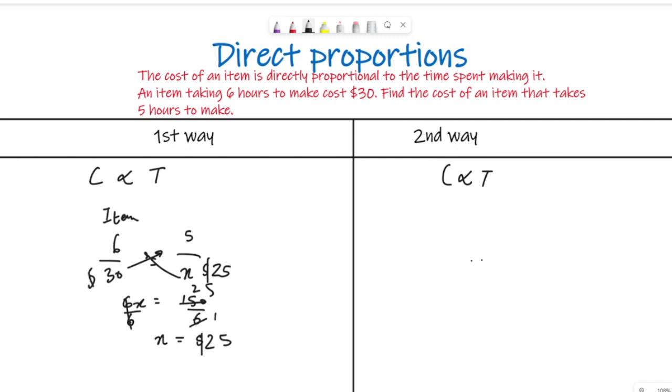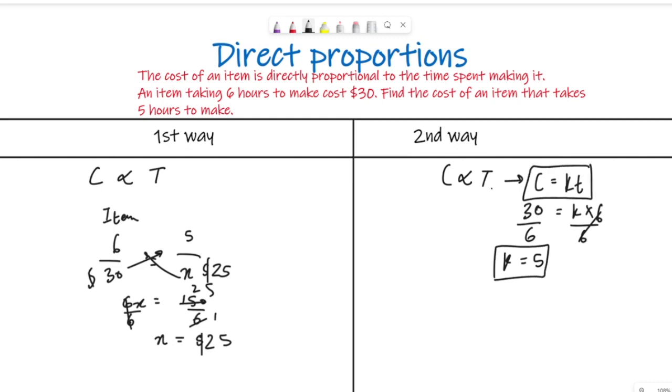Another way to do it is first we convert this proportional relationship into an equation. So it will be something like this: C is equal to KT. K will always be there; K is the constant. Now we will put in the values. We know cost is $30, which is equal to K times time, and time is 6 hours. So divide both sides by 6 so we can find K, the constant. K is 30 divided by 6, which is 5. The constant is 5. Now we will use this equation in all the situations in the question.